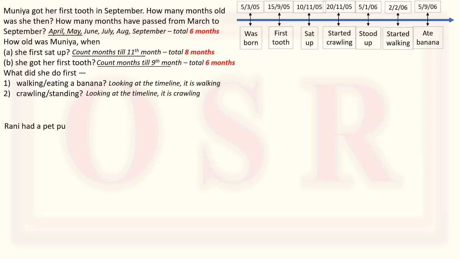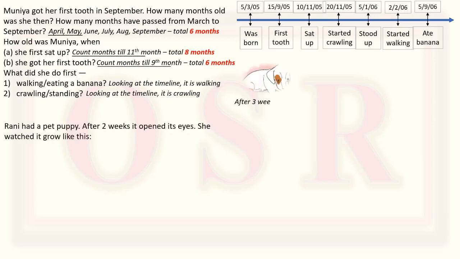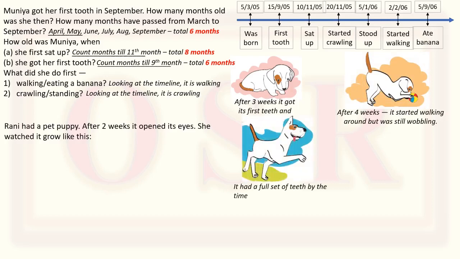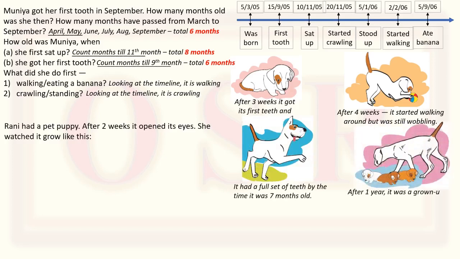Now Rani had a pet puppy. After 2 weeks it opened its eyes. She watched it grow like this. After 3 weeks it got its first teeth and started eating. After 4 weeks it started walking around but was still wobbling. It had a full set of teeth by the time it was 7 months old. And after a year it was a grown up dog and got its own puppies.